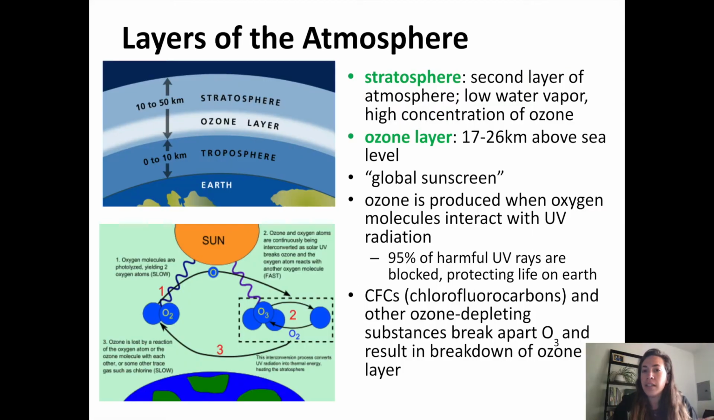The stratosphere is that second layer of the atmosphere that has very low water vapor, but it has a high concentration of ozone. So I want to differentiate between stratospheric ozone and surface ozone. Stratospheric ozone is really important. It is going to absorb a lot of the UV radiation that comes into the top of Earth's atmosphere and act as basically a global sunscreen. And it's produced by a specific reaction when UV radiation breaks apart oxygen, and oxygen reforms as ozone, or O3.